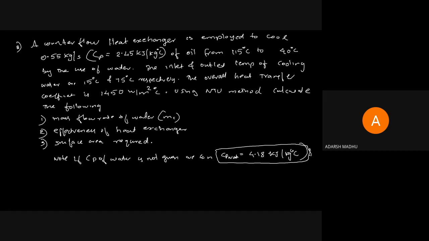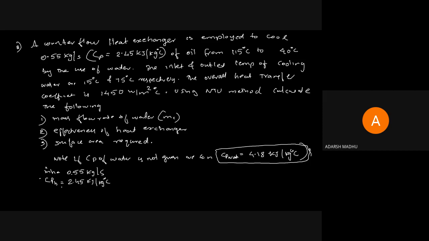Okay. So you want to find the first question. Please write down the given values first. m dot h is given as 0.55 kilogram per second. Hot fluid, that is oil. The m dot h value of oil is given, and Cp of oil is also given. Cph is equal to 2.45 kilojoule per kilogram degree Celsius.